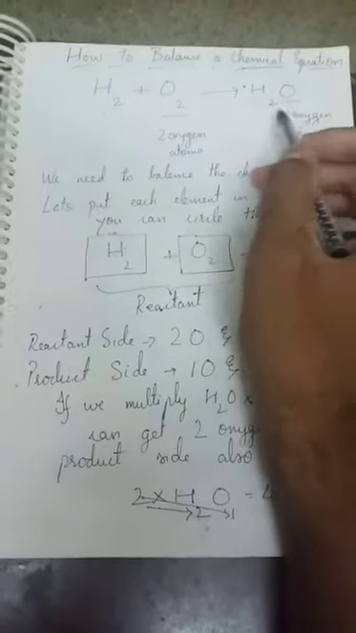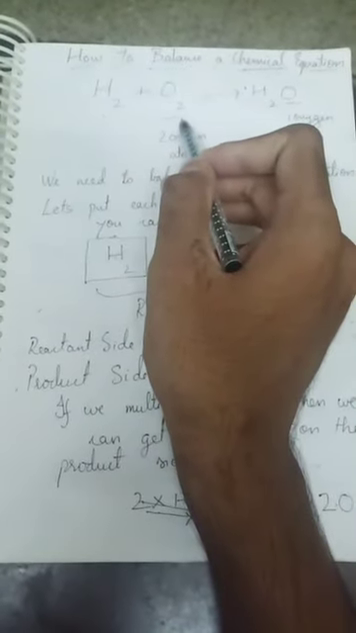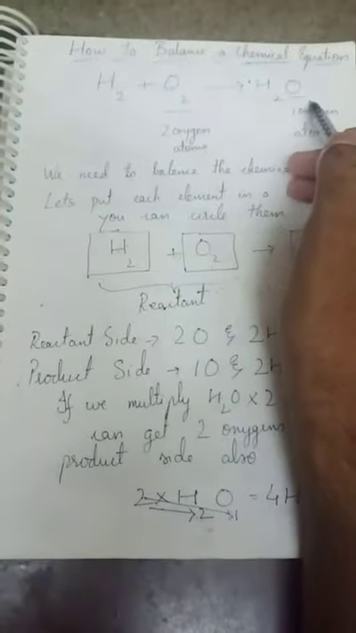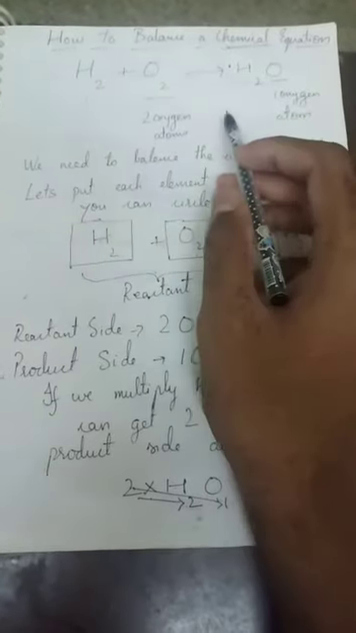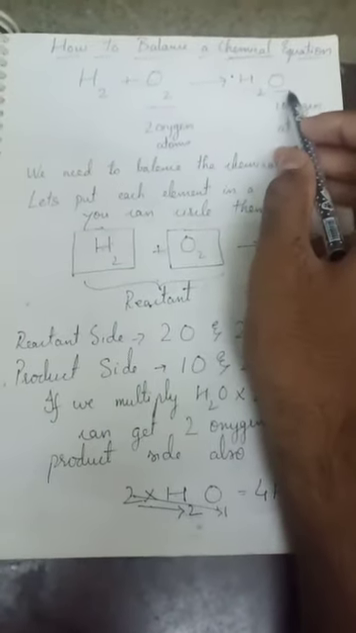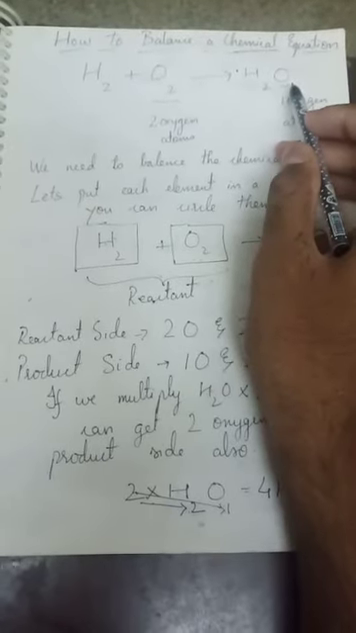Balance means that if there are two oxygen atoms on the left side, there should also be two oxygen atoms on the right side. But in this case we do not see two oxygen atoms on the right side. We just have only one oxygen atom.